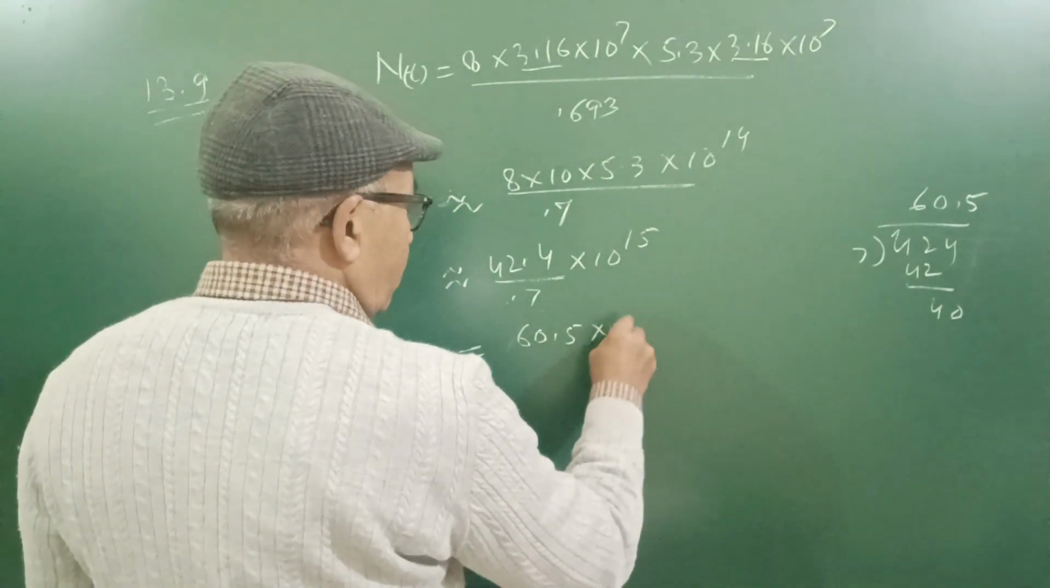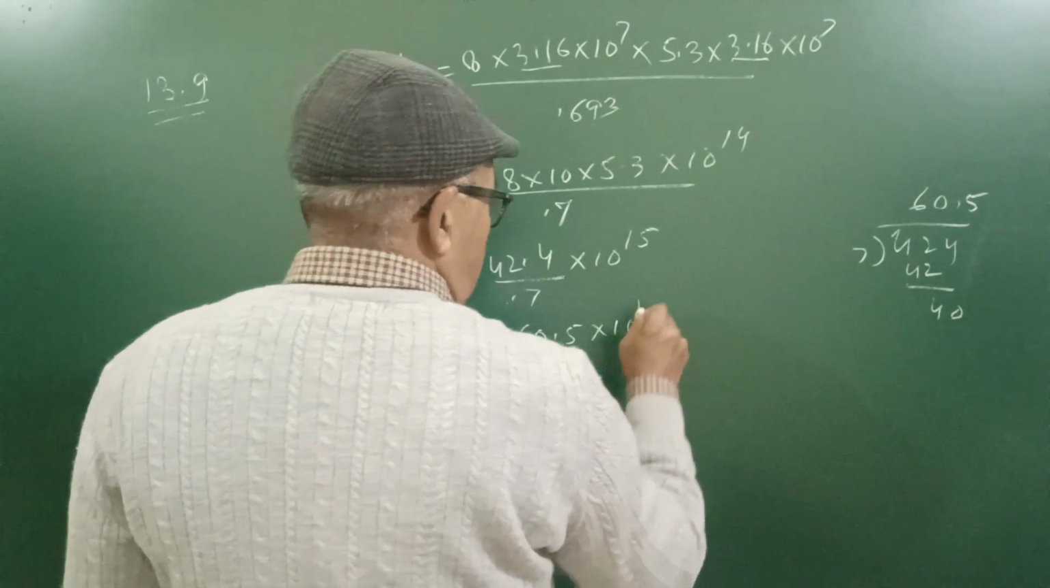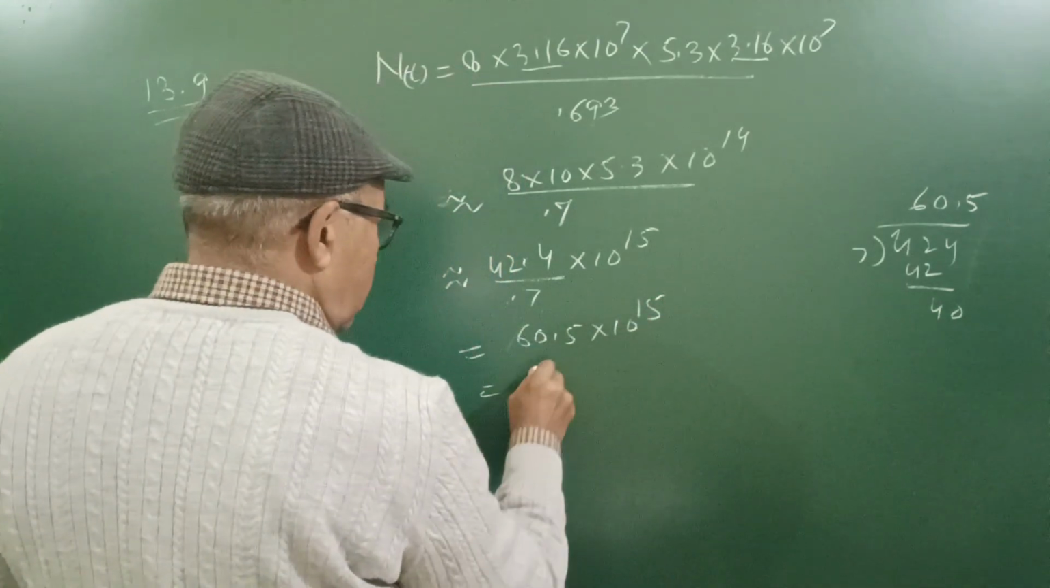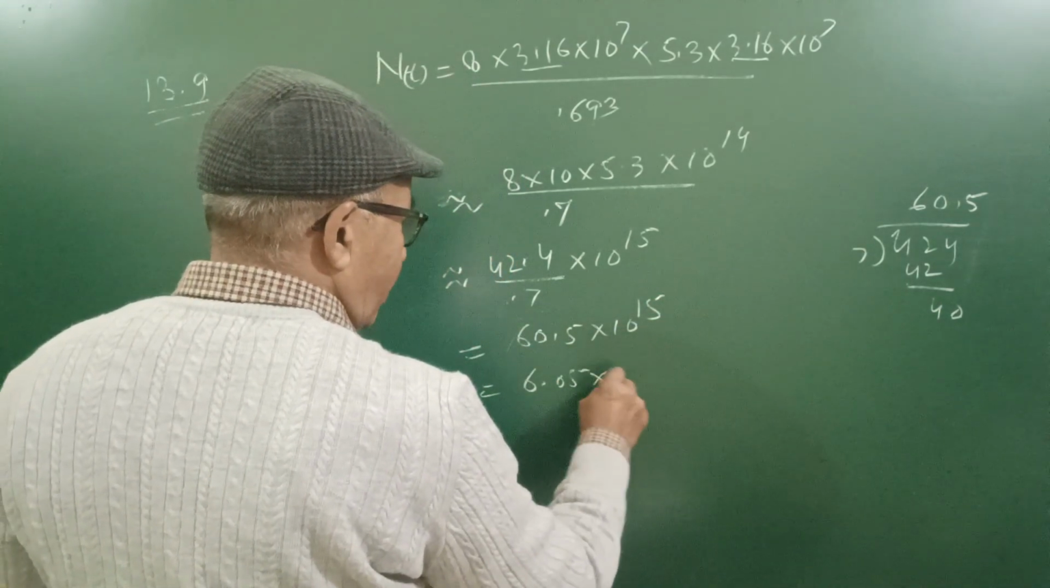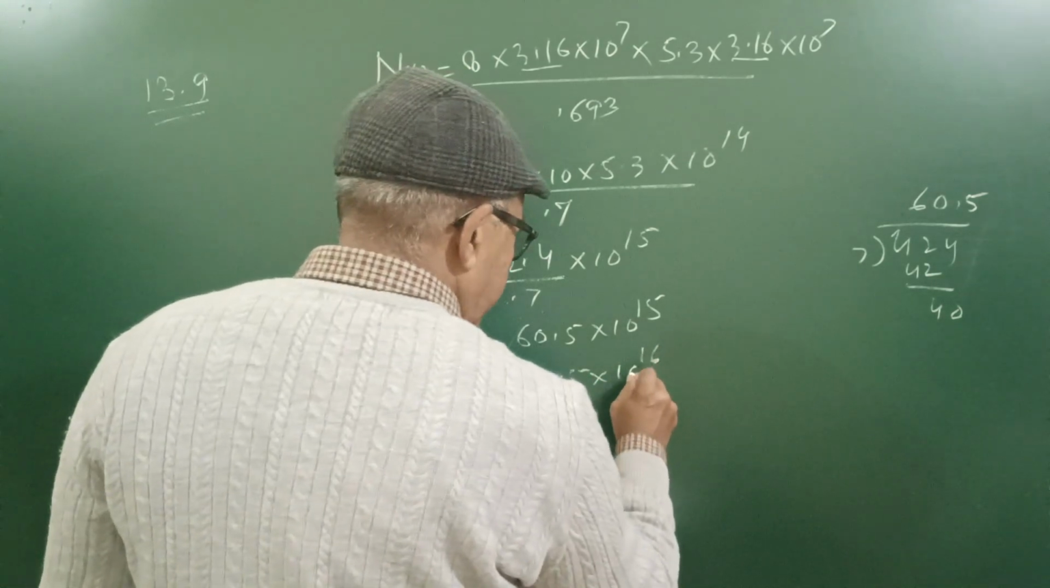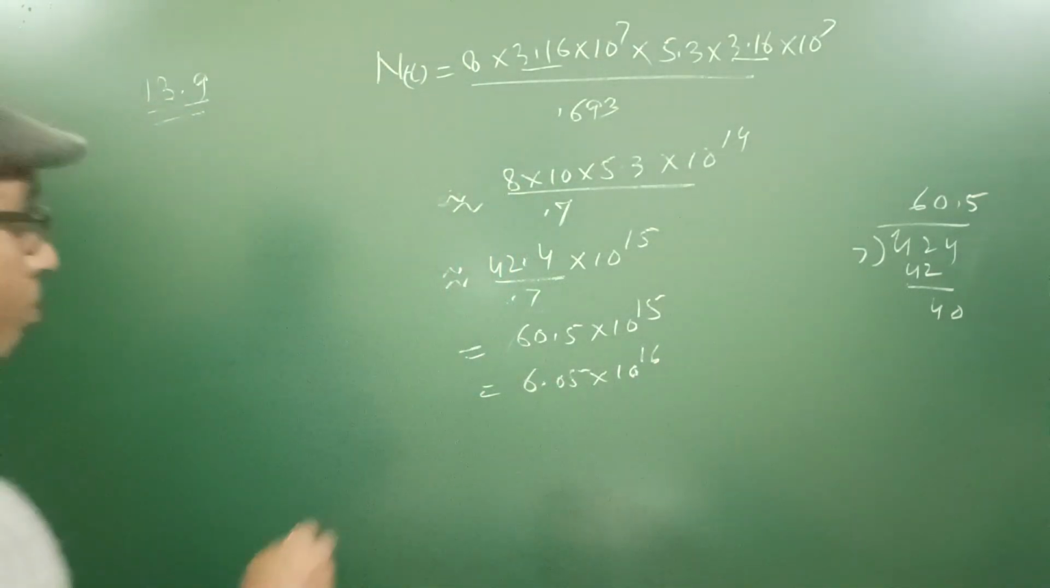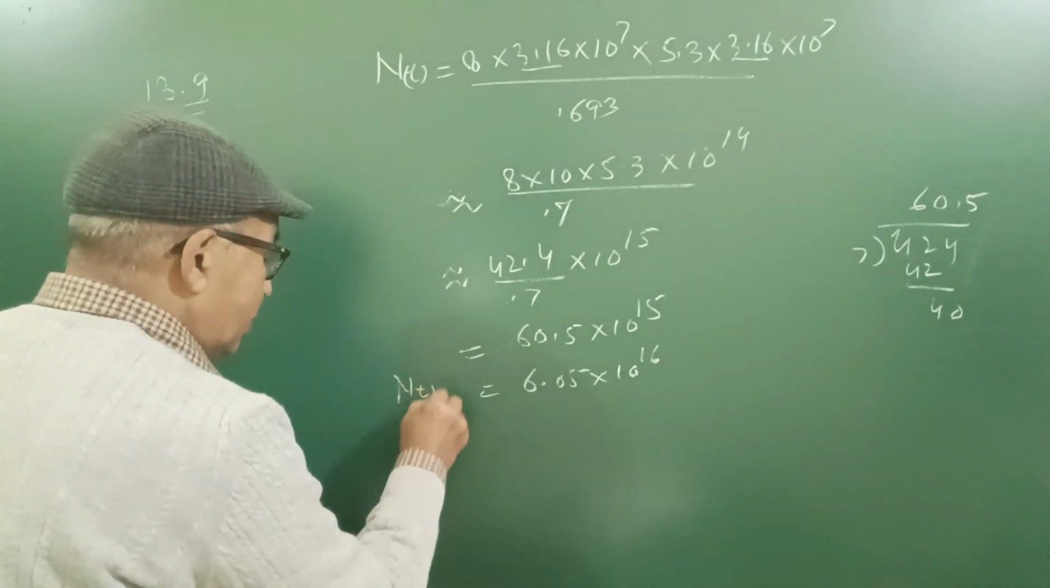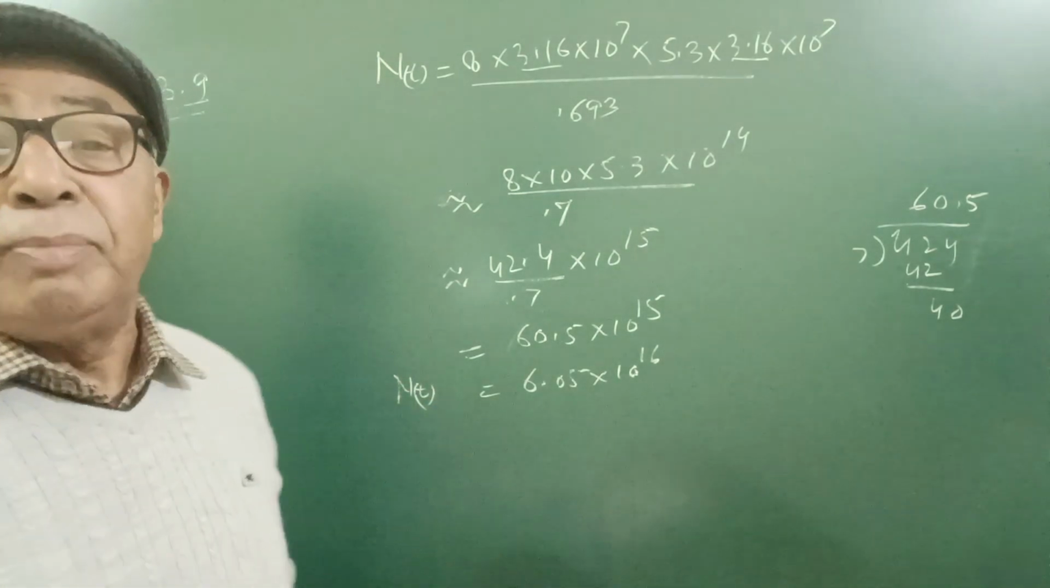So it comes nearly 60.5 into 10 to the power 15, or 6.05 into 10 to the power 16. This is the number of atoms of cobalt 60 which will produce a rate of 8 millicurie.